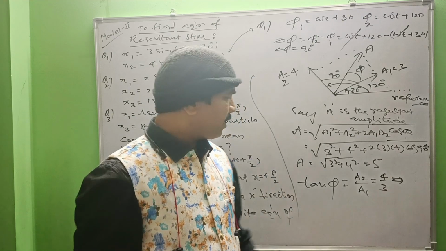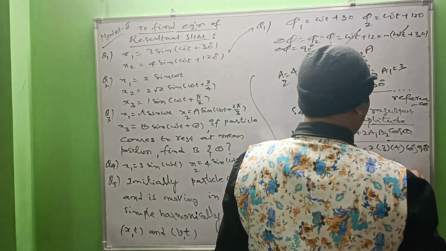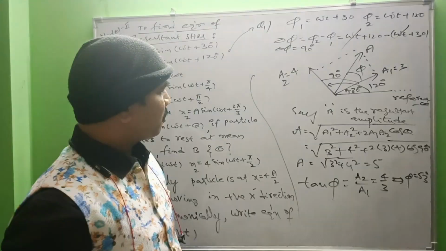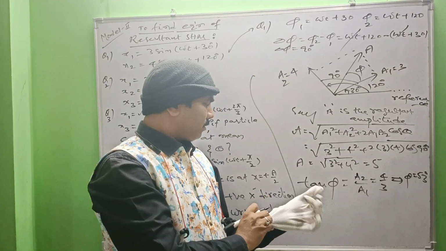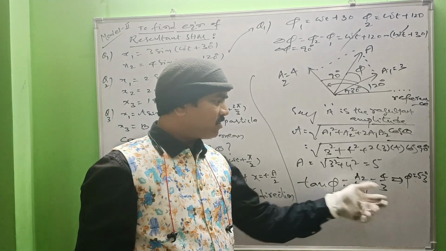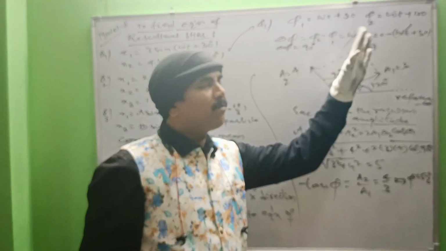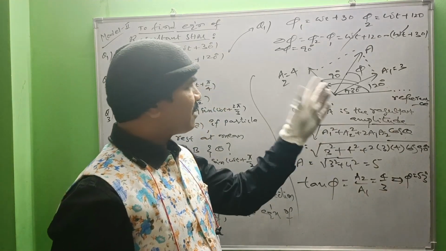That is, phi equals 53 degrees. So we have the value of the resultant amplitude as well as the angle made by the resultant amplitude with A1. So phi is the direction of the resultant amplitude.